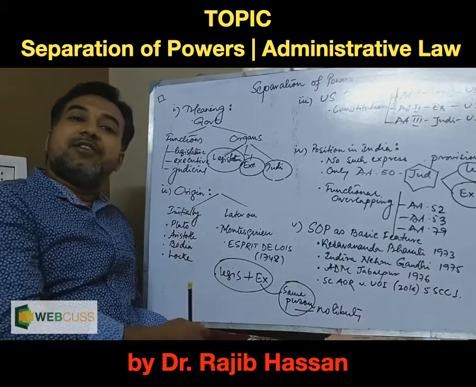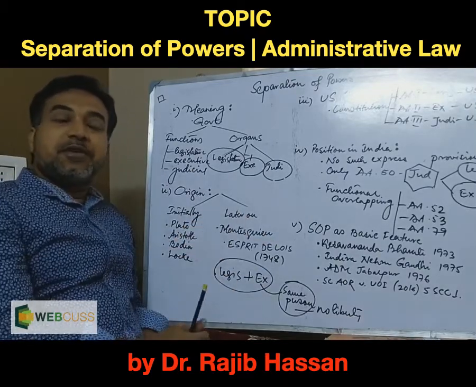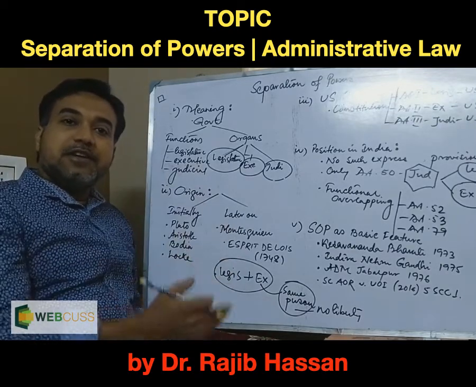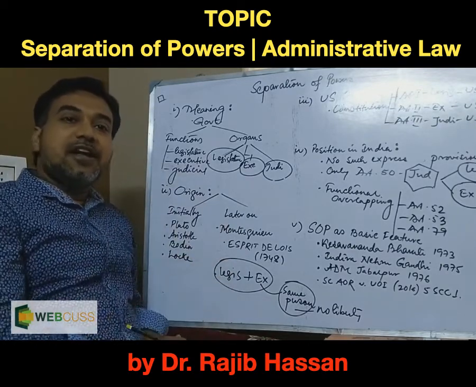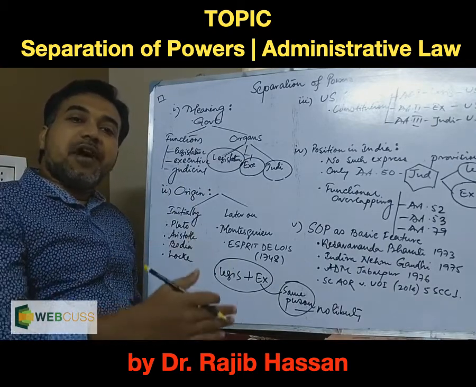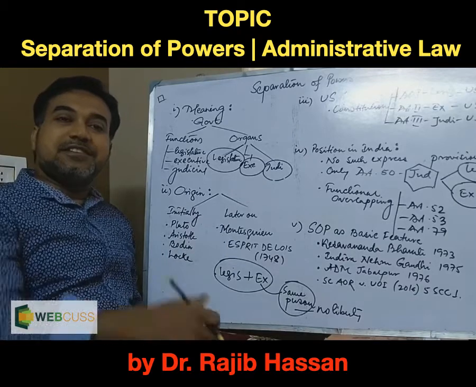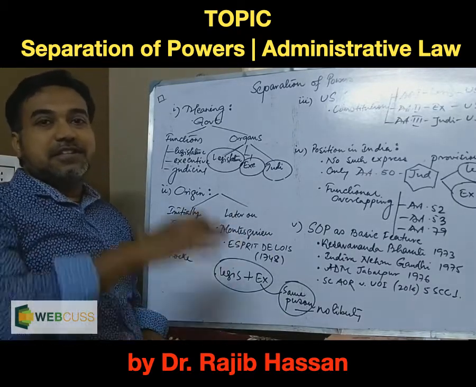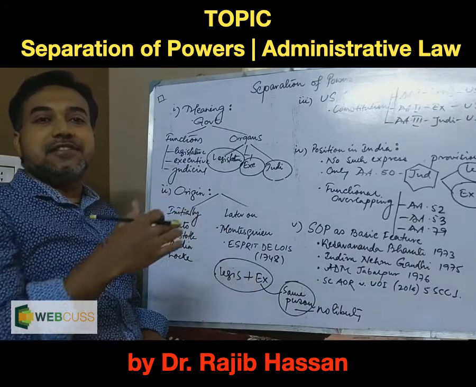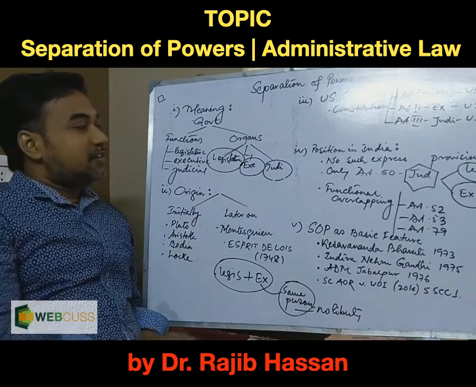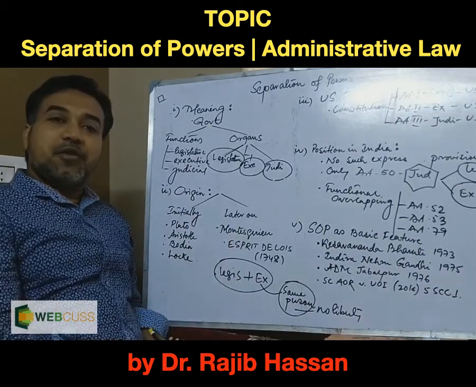Why I said functional overlapping? Because by virtue of Article 52 and Article 53, President of India is the chief executive head of the Union, and similarly at the same time he is also an integral part of the Parliament, which is the central legislative body. So there is functional overlapping. The chief executive head of the Union is an integral part of the central legislative body. That is why I said that in India there is functional overlapping.